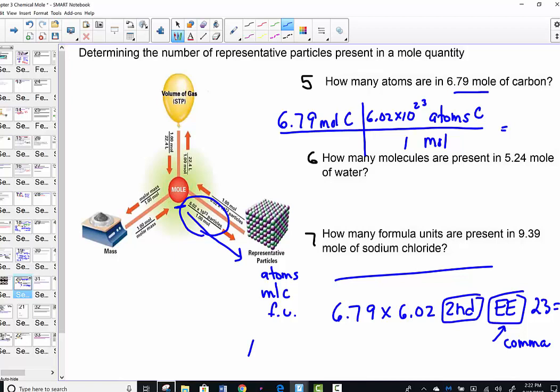So let's hit that and see if we get a common answer. 6.79 times 6.02, second function EE, 23. My screen reads 6.1, and I'll just round to 6.1, times 10 to the 24th atoms of carbon.